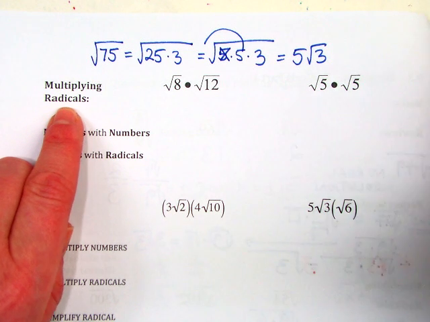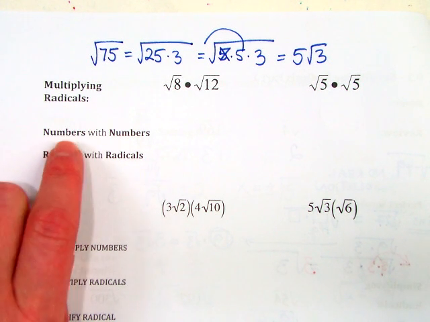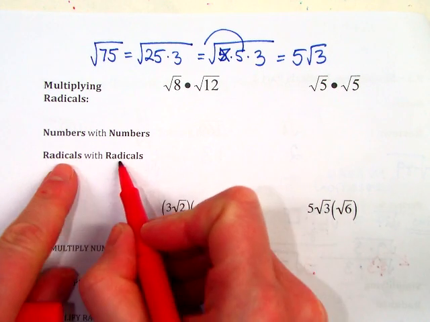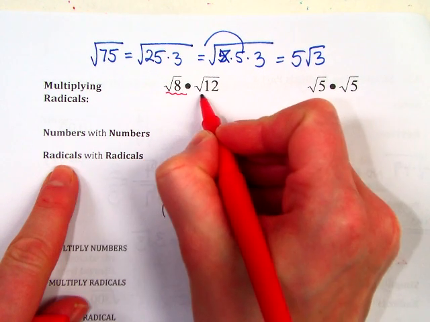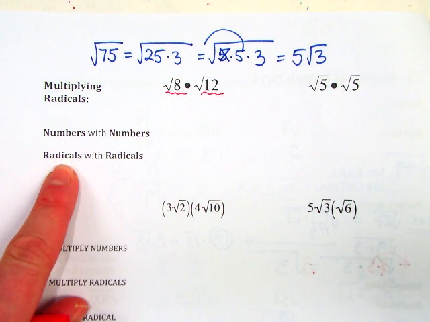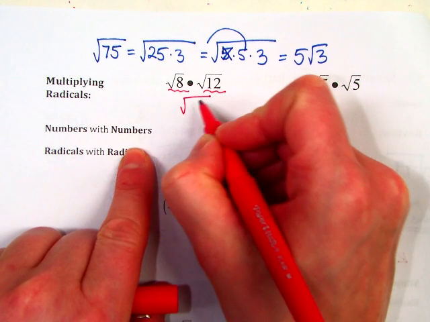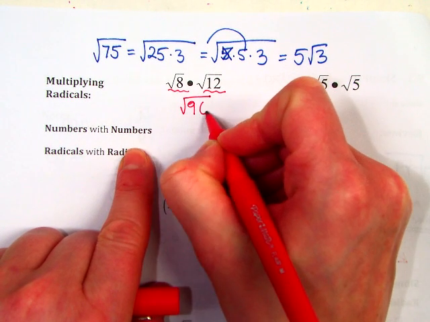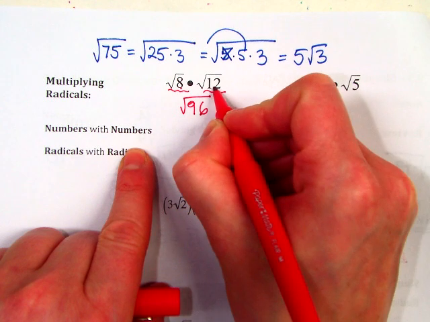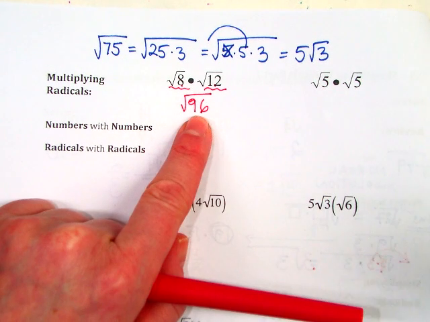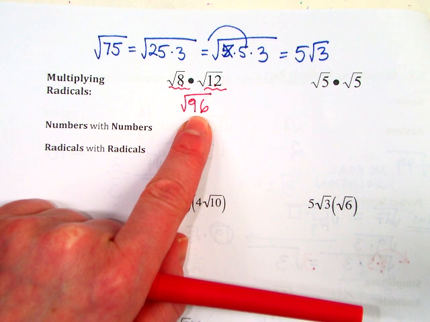One thing that I want you to notice is that we're going to do numbers with numbers, radicals with radicals. So when I say radical, I'm talking about these two numbers. So square root of 8 with square root of 12 gives us the square root of 96. So once you do 8 times 12, you get 96. And now it's a matter of finding the biggest perfect square that fits into 96.